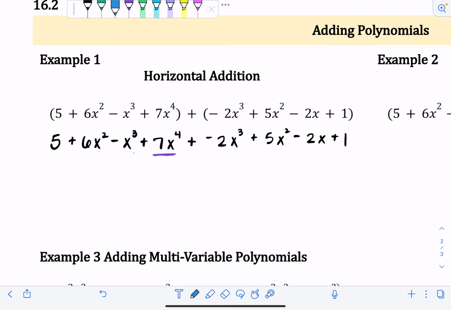So I have an x to the third power right here. If I'm using all one color, I'm going to put a second line to show that it's different from the 7x to the fourth. I have another x to the third power right here. I'm going to put the same two lines to show that those are like terms, the same as the negative x cubed. And then next I'll move on to the x squareds. I have an x squared right here. So if we're using pencil, we would use 3 lines to show that it's different.